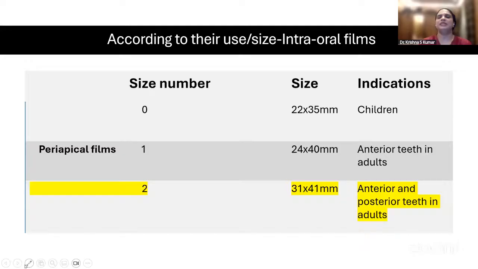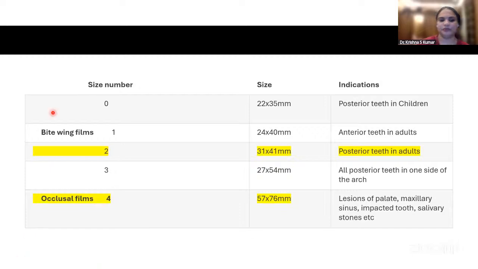Periapical film is an intraoral film and it has 0, 1, and 2 sizes. The smallest size is used for children. The second size, 24x40, is used on anterior teeth in adults. And this dimension you should definitely remember: size 2 is the standard film which we use for the anterior and posterior teeth in adults. Similar for bite-wing, 0, 1, then 2 is the standard film.